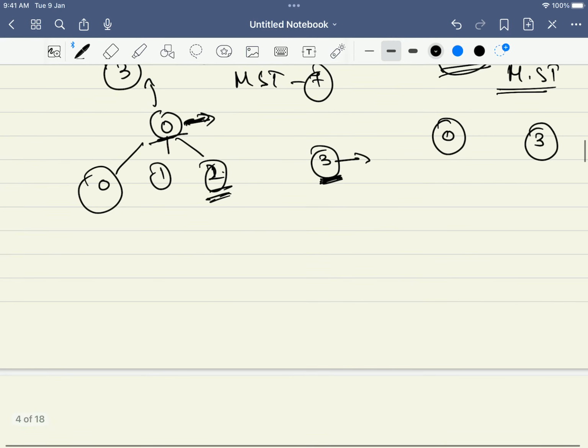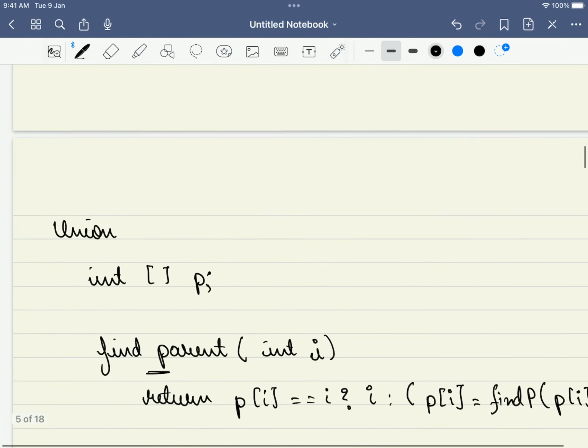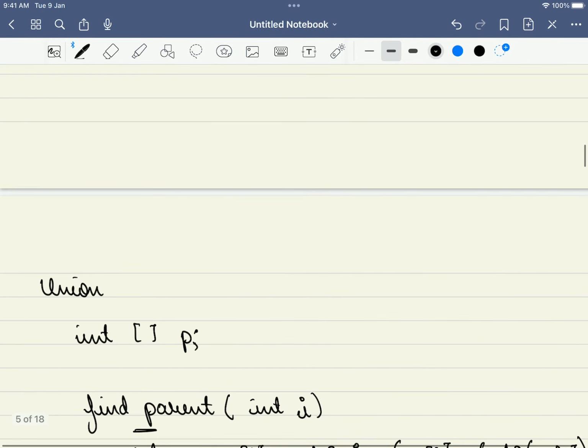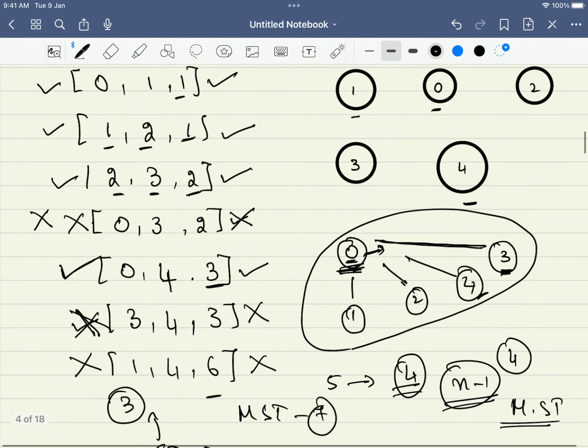So how do we do this? Let's understand this with the help of an example. First thing, we will have an array of size 5. Why size 5? Because there are 5 people: 0, 1, 2, 3 and 4. And this should have 0, 1, 2, 3 and 4. Why? Because the parent or the leader of each one of them is themselves initially. Right?